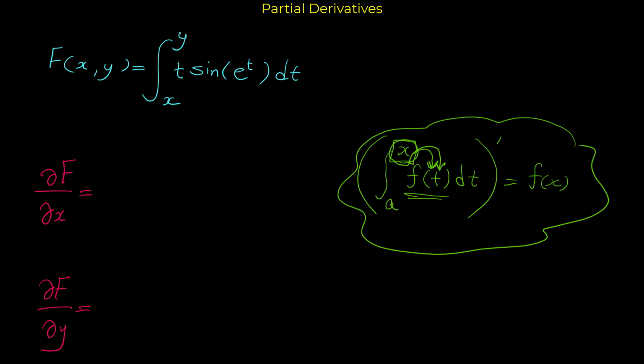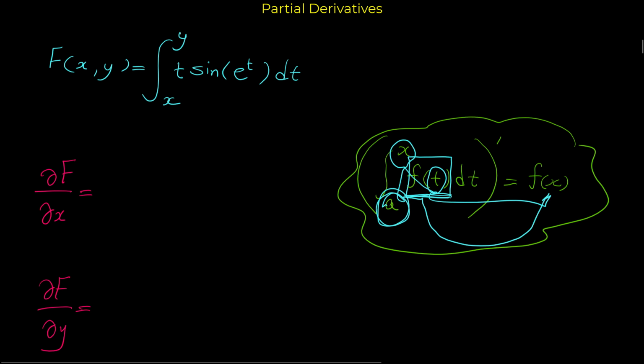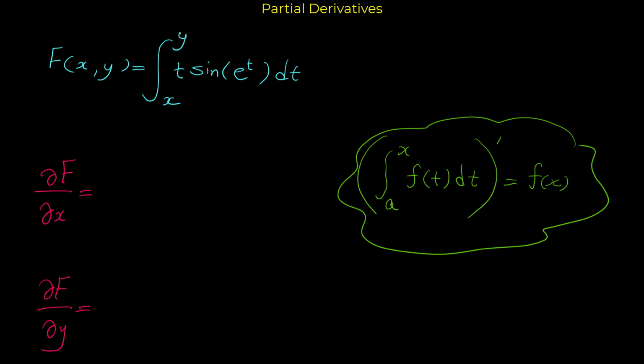And let me add something to that. If this upper limit is not x, but something like 2x or x to the 2 or any other function, at the end you have to multiply this by the derivative of this also. But if it is only x or a simple variable, the only thing that you have to do is keep this function, whatever it is, and replace t with x. What about this a? Because this a is a constant, we ignore it because its derivative is 0.